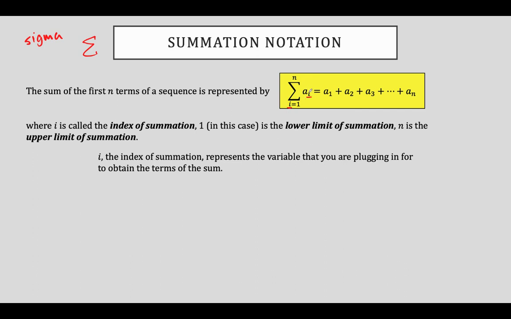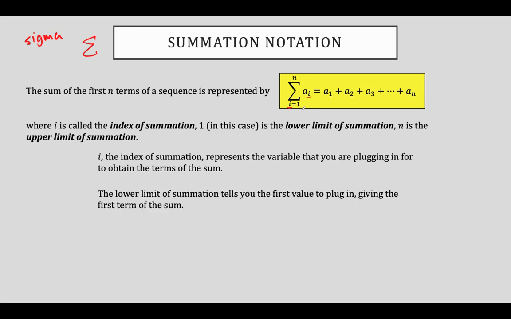Notice that we are going to substitute in for the letter i. I is one of the common letters that you will see down here. You will often see k's, j's, n's. It doesn't actually matter what letter we represent as the index, but just know that that's the letter that you are going to substitute in for. The lower limit of the summation, which is 1 in this case, the number on the bottom of the sigma, tells you the first value to plug in, giving the first term of the sum. So, because the lower limit here is 1, we substitute in 1 for i into the sequence to give us the first term of the sum, which would be a sub 1.